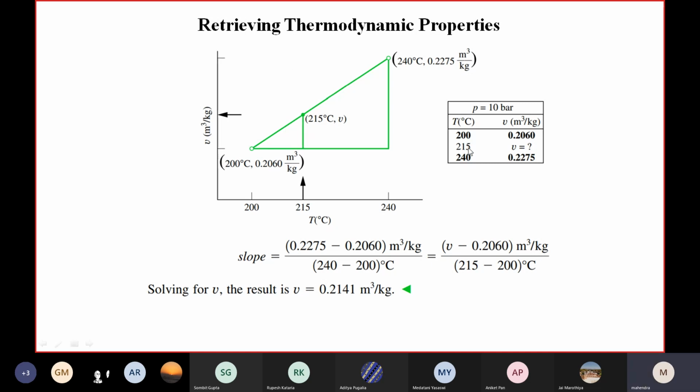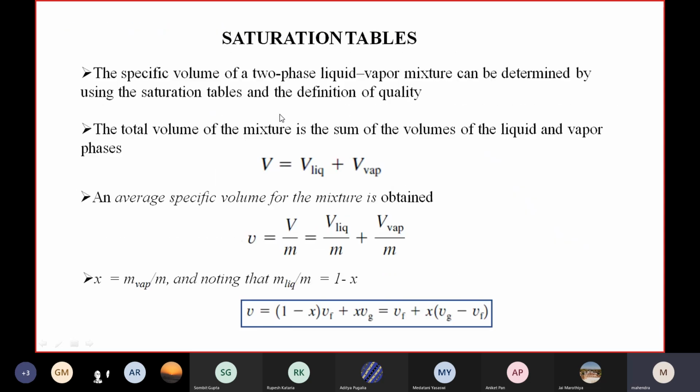Suppose this is 200, this is 250, and this is 240. In between, suppose you want 207. Or this is 200 and this is 240, and you need data at 215. We will simply consider linear interpolation.